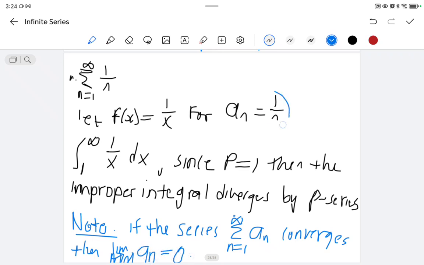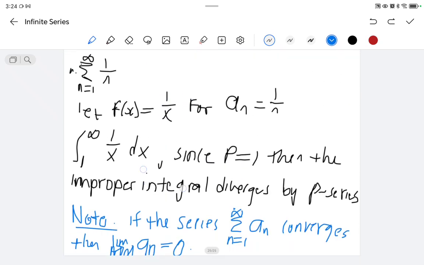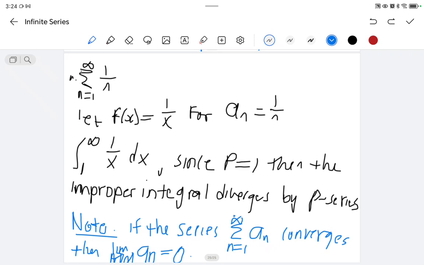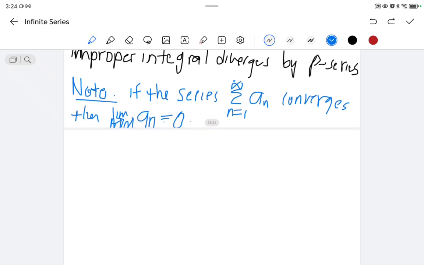So let's try to find the limit of this. The limit of this will be 0. If it converges, but this one does not converge, so it's not always the case. This is just a lemma that is there. They didn't say if the limit is 0; they said that if the series converges. So we start with the series. It must converge before we decide this. If it converges first, then we'll say that a of n tends to 0.